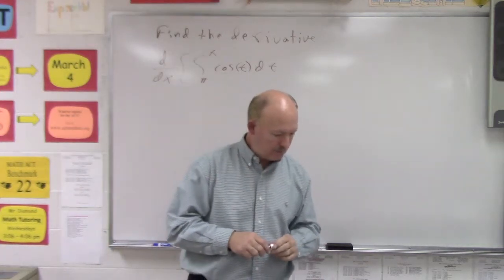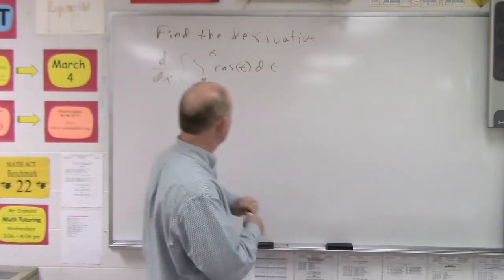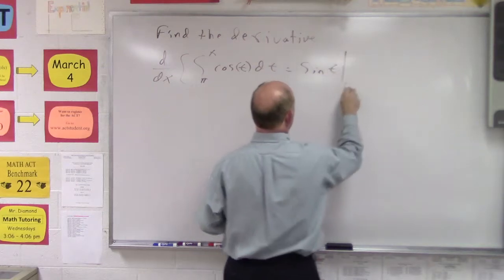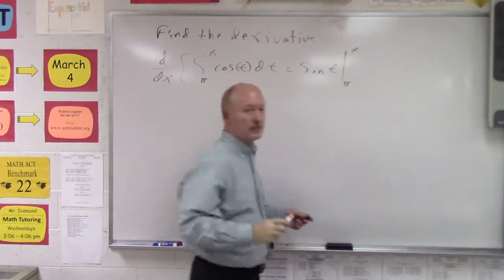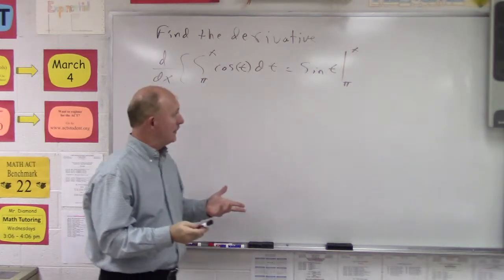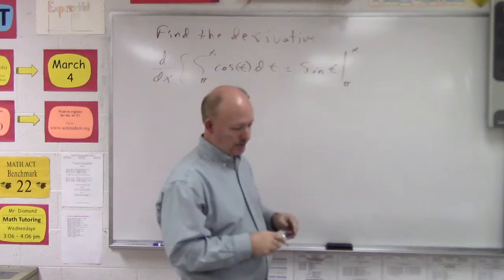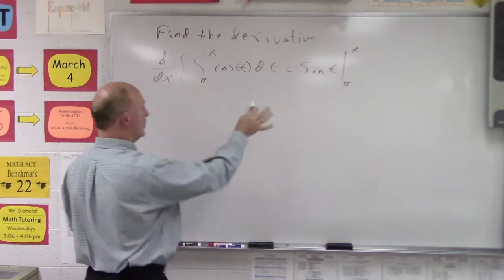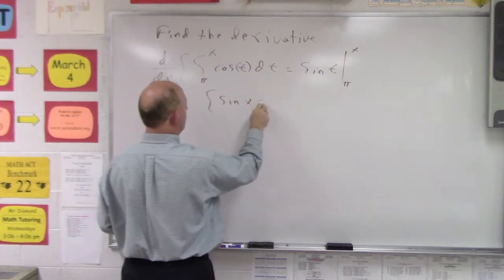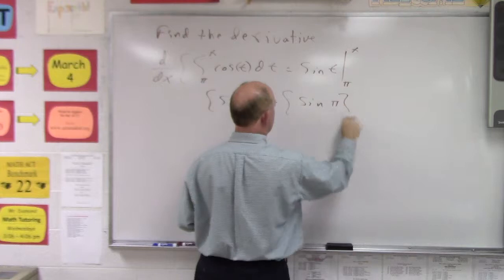So to get us started, let's get our antiderivative first. The antiderivative of cosine t would be sine t from pi to x. Now to evaluate our antiderivative, we have to substitute the upper bound minus the lower bound. So if we substitute the upper bound in, that will give us sine x minus sine pi.